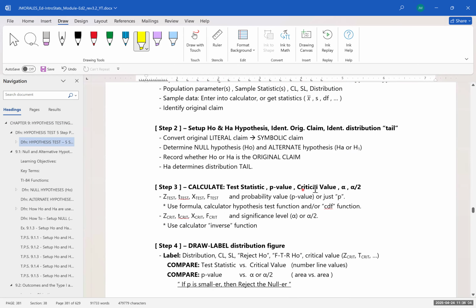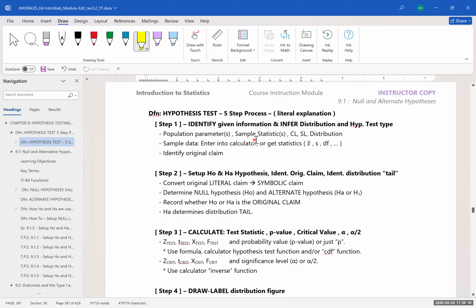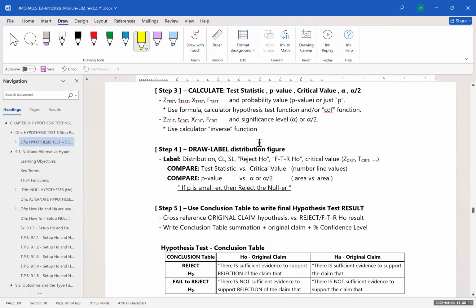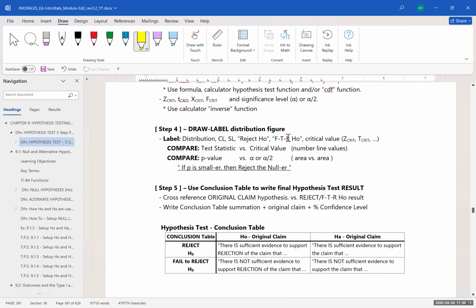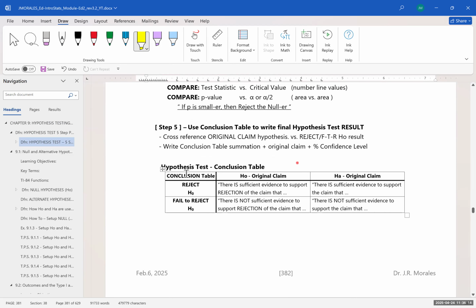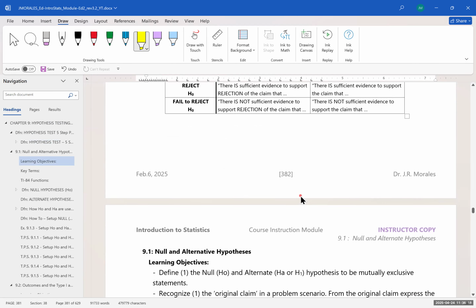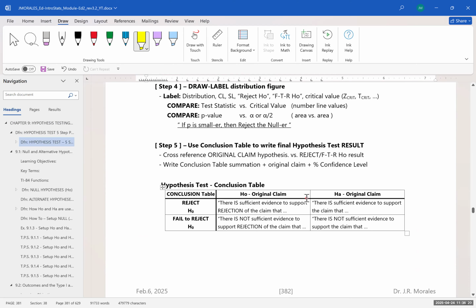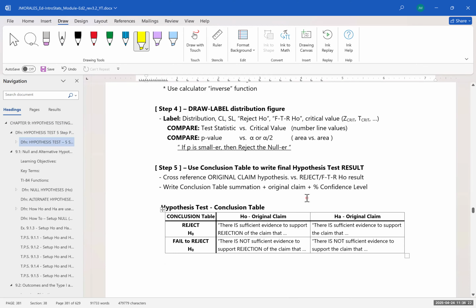So, you're starting this with making some claim. You're putting it through a series of validity tests, and then you're coming up with a conclusion at the end. And that, in a nutshell, is what a hypothesis test is about.